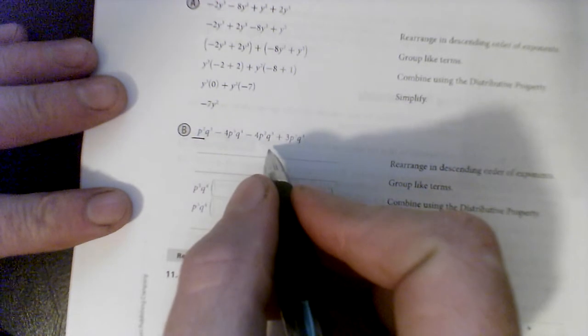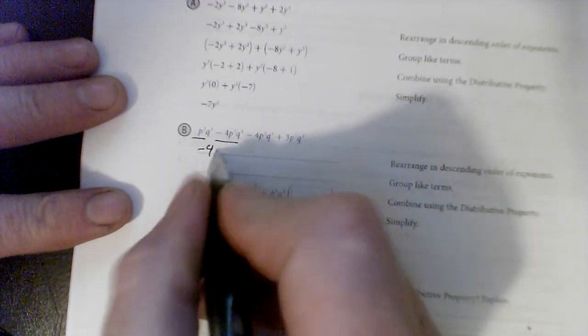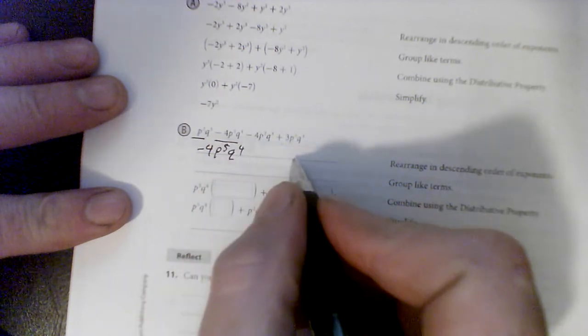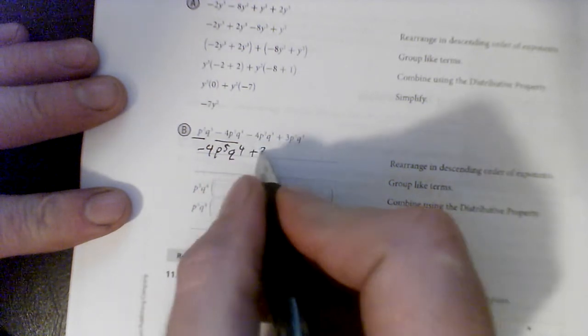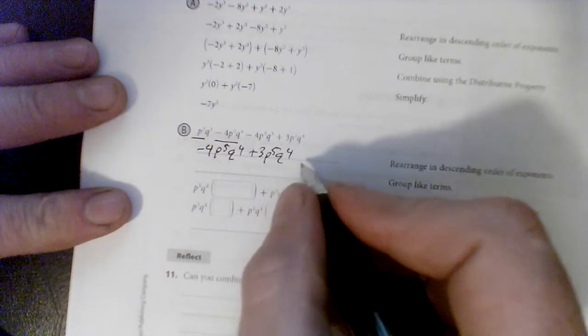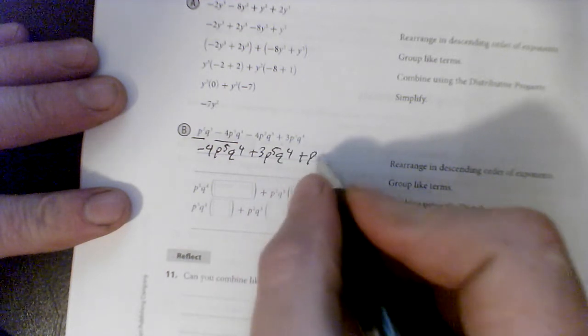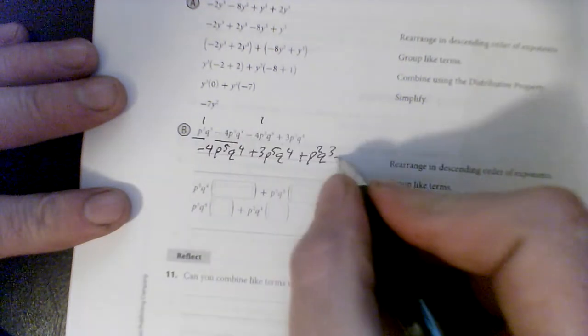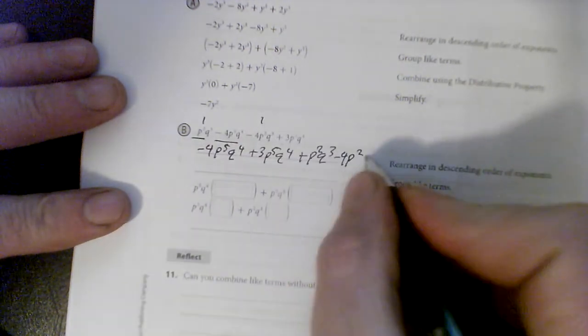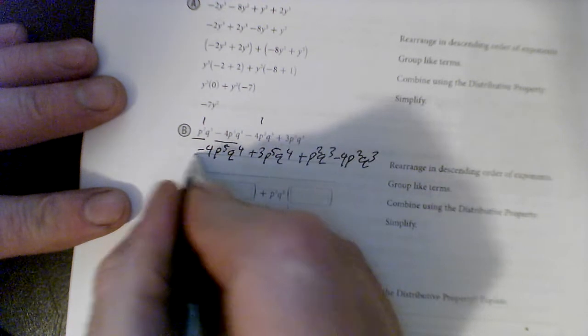PQ, let's look, the biggest one on here is negative 4p to the 5th, q to the 4th. And then we've got, oh, that looks like plus 3p to the 5th, q to the 4th. And it looks like we have a plus p squared q cubed right here. And this one is negative 4p squared q cubed. These guys have the same variables and exponents.